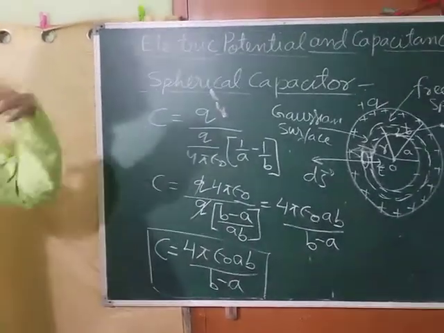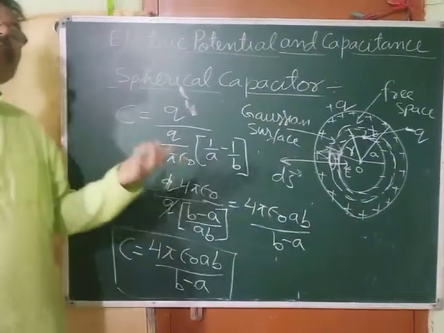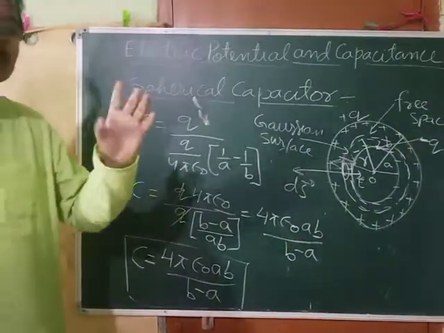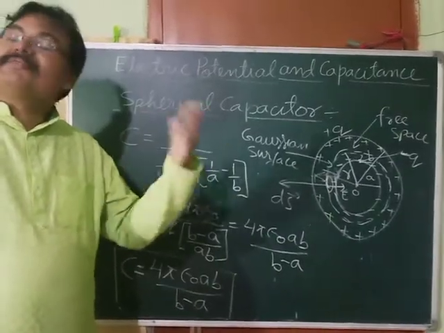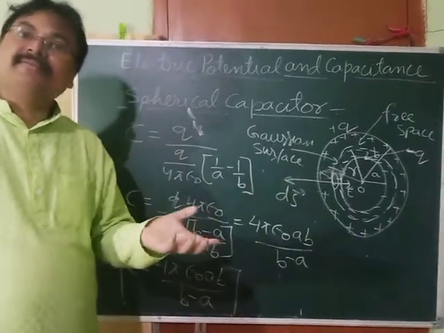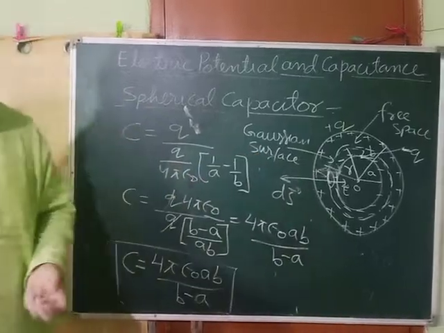Because we cannot have them very near. If we have them very near, then what will happen? Both the surfaces may touch each other, and in that case there may be transfer of charge. Then both will get neutralized, so they will not remain a capacitor at all.